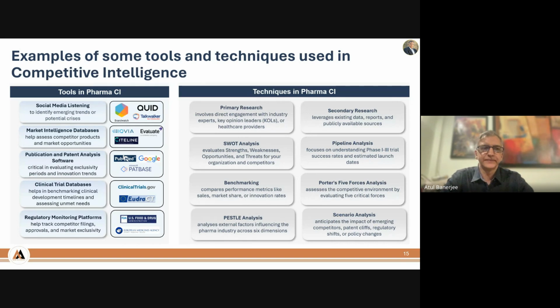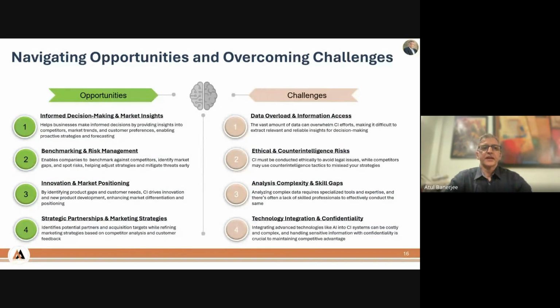Next slide, please. Navigating opportunities and overcoming challenges. So this is an interesting slide. Quite an important one, actually. So on the left-hand side, you've got the opportunities that our clients are looking into, which is why they hire people like us. Obviously, we offer them insights that allow them to make informed decisions. That's fundamental to everything that these clients do.